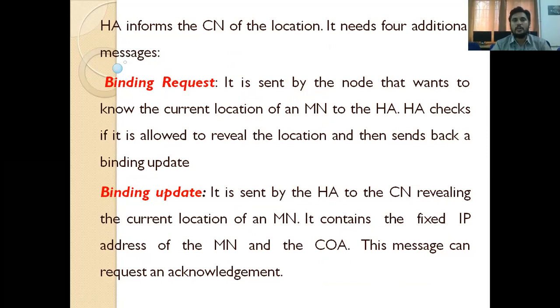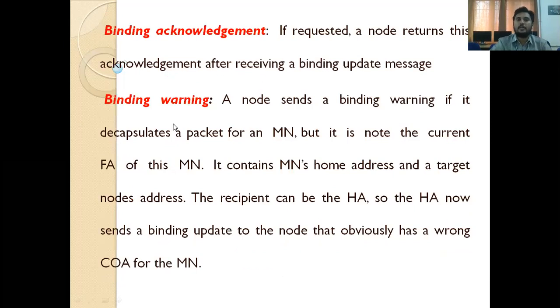In this situation, the correspondent node wants information of the mobile node via the home agent and foreign agent. So the home agent informs the correspondent node of the location. It needs 4 additional messages. If it has to communicate the current status of the mobile node to the correspondent node, the home agent wants to inform the current location of the mobile node to the correspondent node. Those 4 messages are binding request, binding update, binding acknowledgement, and binding warning.